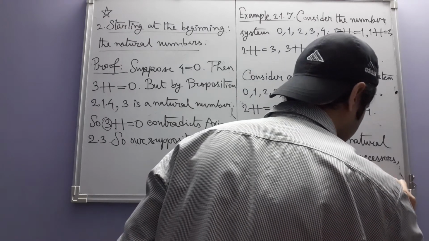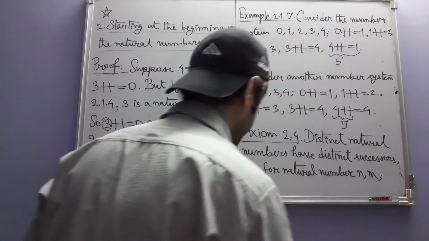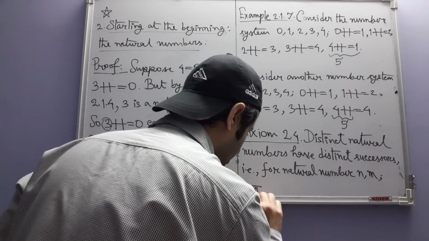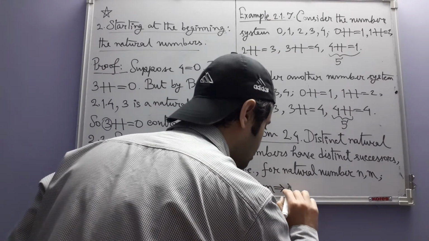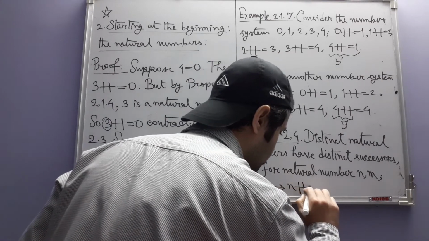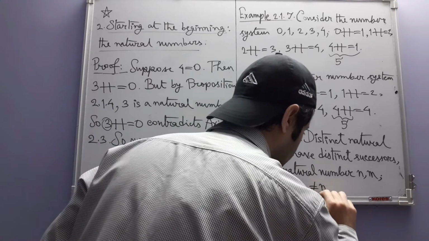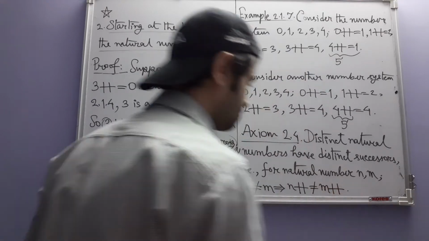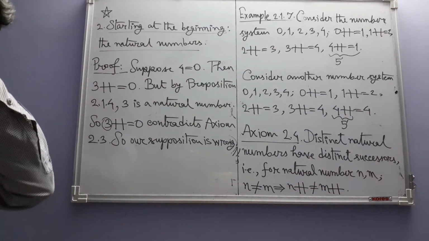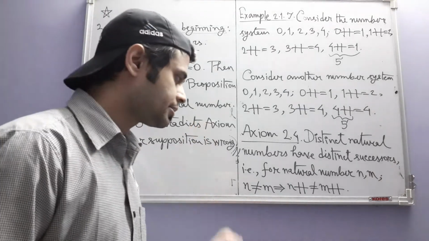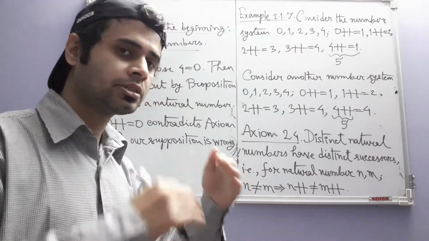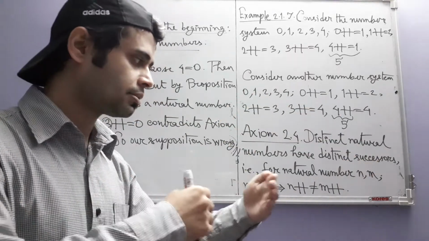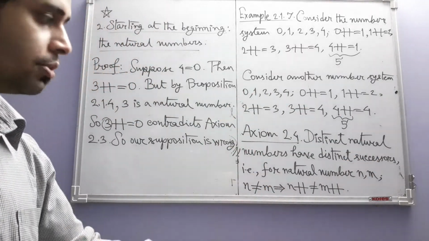n and m, if they are distinct, then their successors are also distinct. Okay, so this is a new axiom. And this axiom, what does it say? It says that if we have distinct natural numbers, then their successors, the ones which appear next to them, are also distinct.